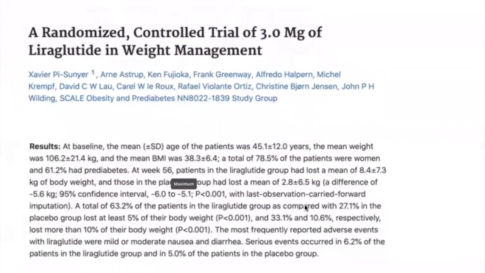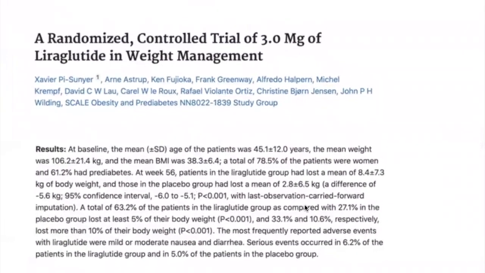So here is an excerpt from a trial, a randomized controlled trial, that was assessing 3 milligrams of liraglutide in weight management. And liraglutide, as we know, is a GLP-1 agonist. And here we're trying to see if specifically the 3 milligram strength would decrease weight.